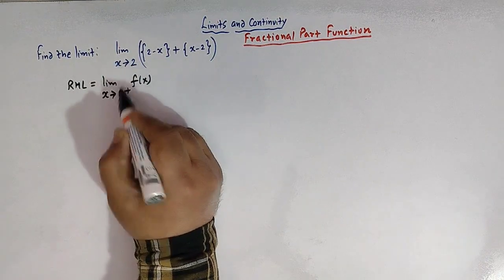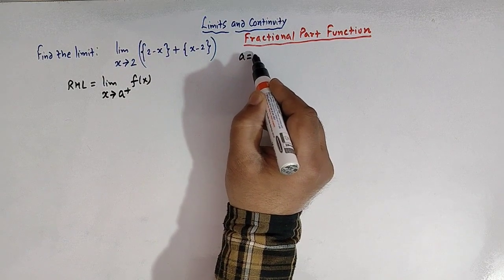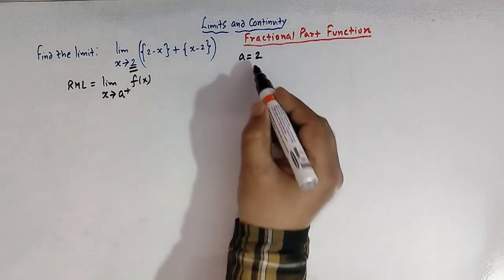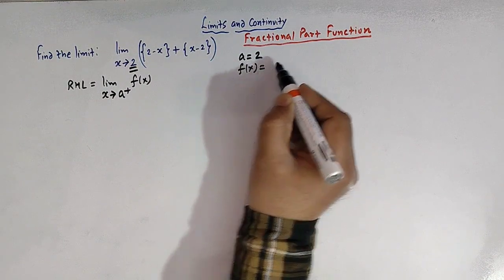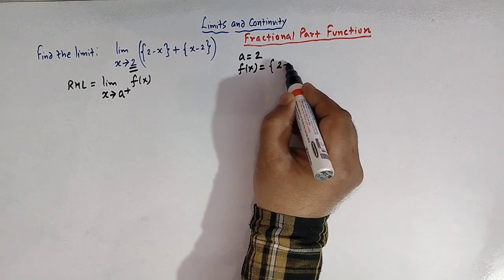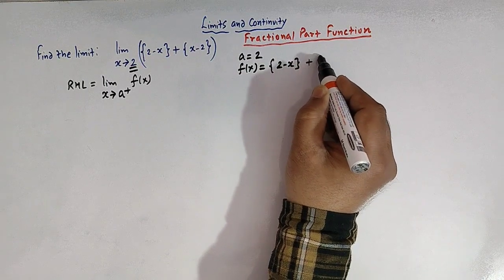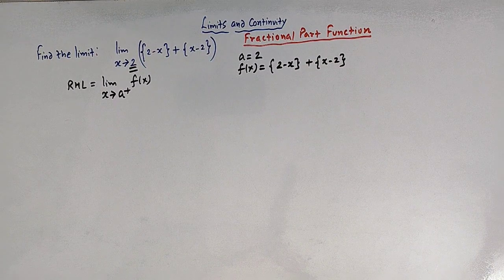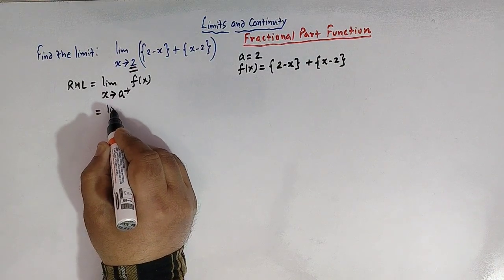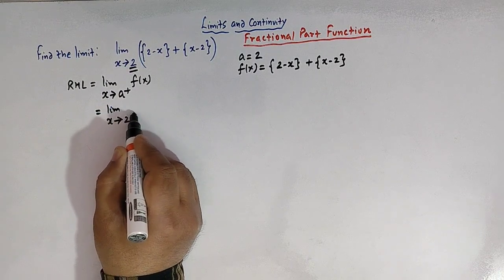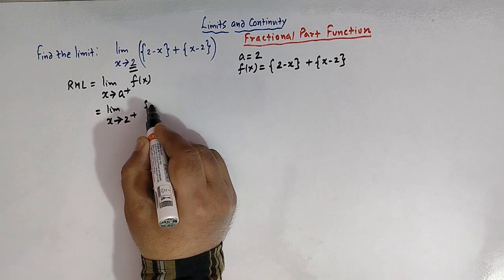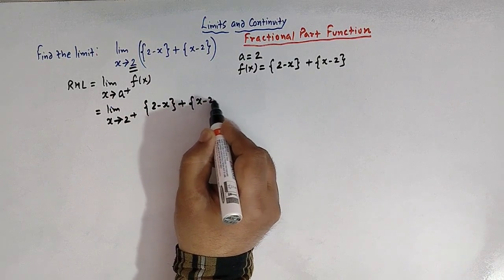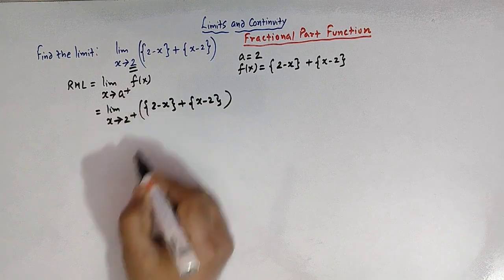So now here the value of a can be taken as 2 because here x tends to 2, and for f of x we can take this function, that is fractional part of 2 minus x plus fractional part of x minus 2, right? So now here we have limit x tends to 2 plus, and we have a fractional part of 2 minus x plus fractional part of x minus 2, right?